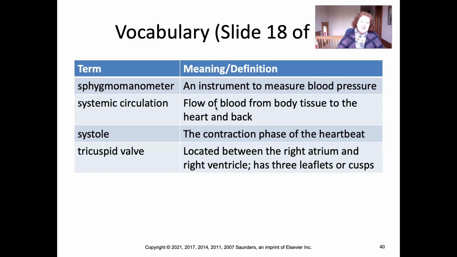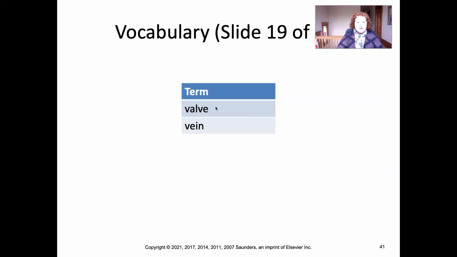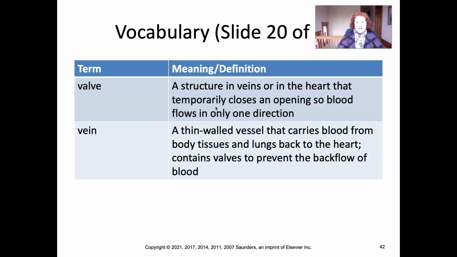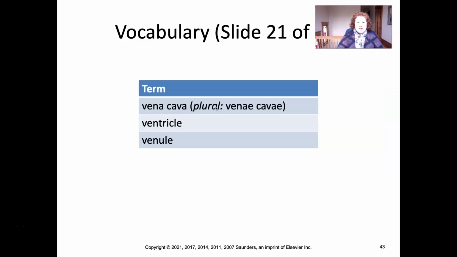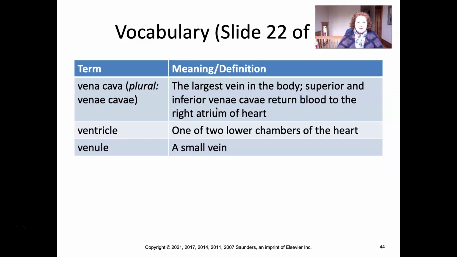Sphygmomanometer. Thankfully, hopefully, you will never be asked to actually use this. Blood pressure cuff is pretty much the common term that is used in medicine, thankfully. Systemic circulation, systole, tricuspid valve, valve, and vein. Oh, a few more. Vena cava or vena cavae. Ventricle and venule.